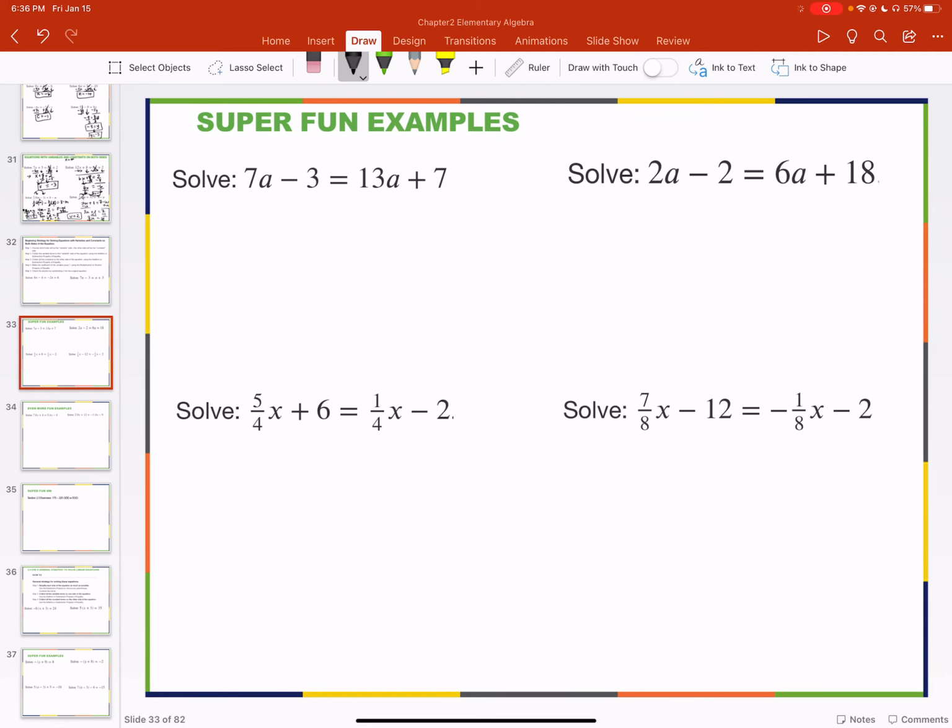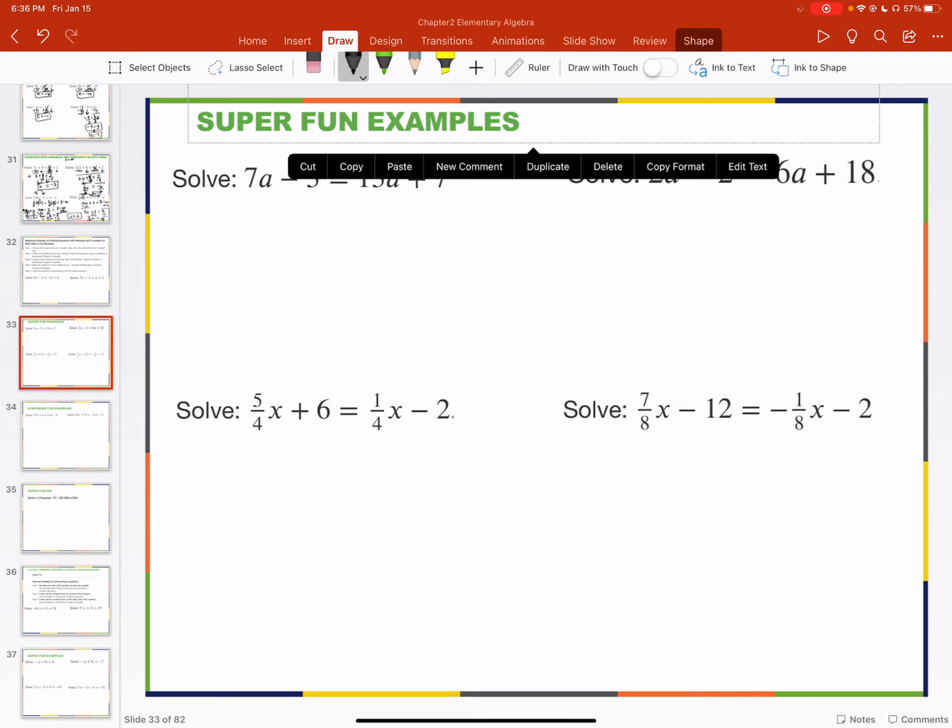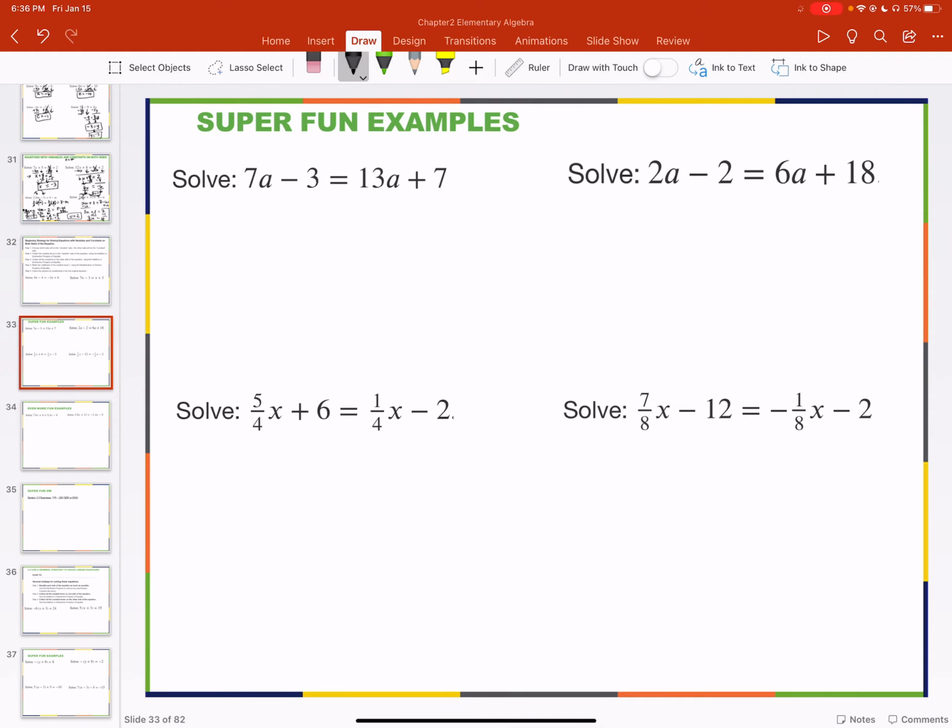And let's try the next one here. Super fun examples. So we have a couple more, and I want you guys to try this out. This is a good example now to show you that you can have the variable on the right-hand side or the left-hand side. In this case, I noticed that the right-hand side has 13A and the left-hand side has 7A.